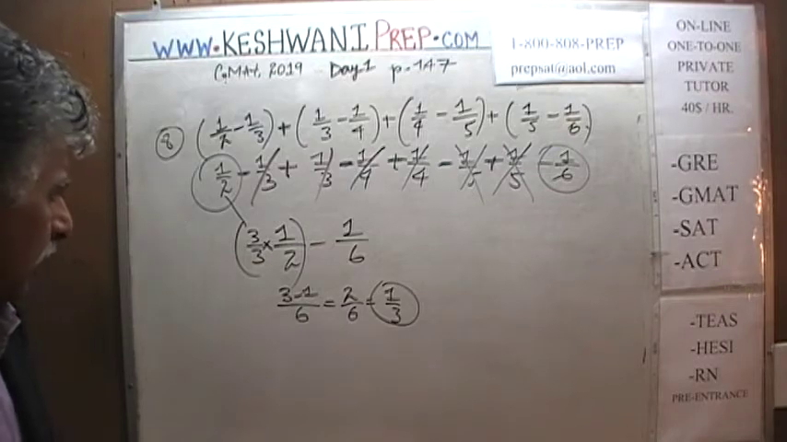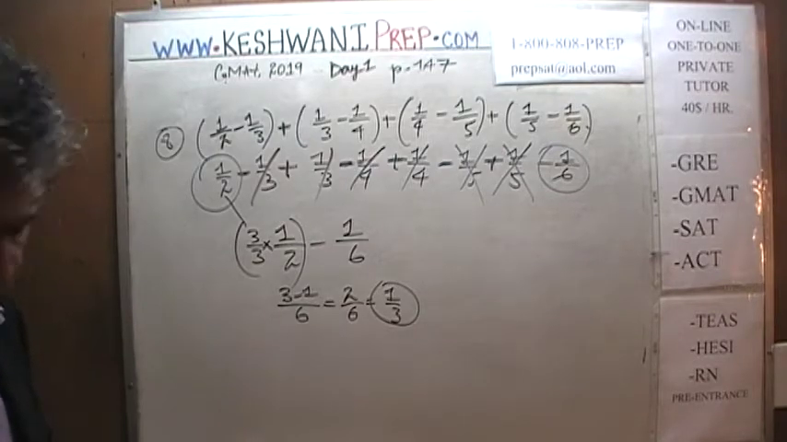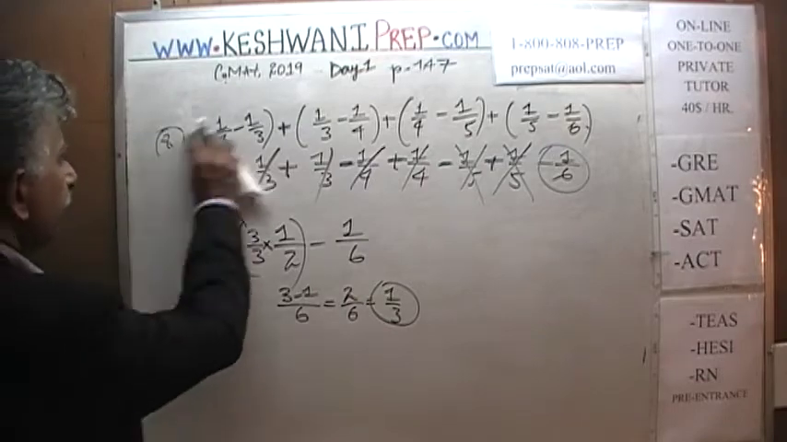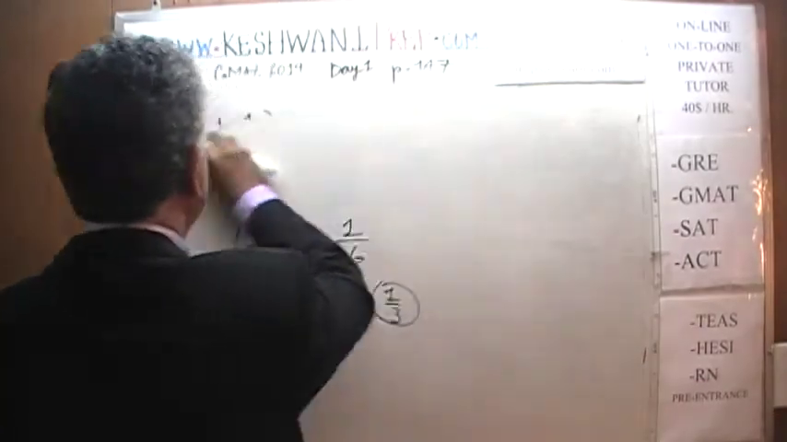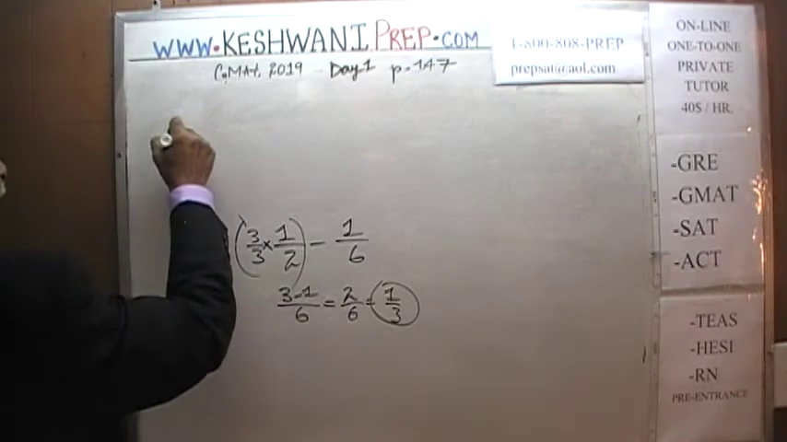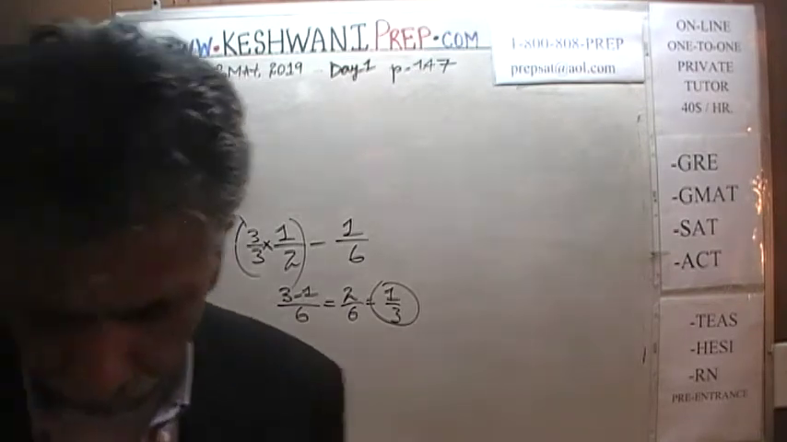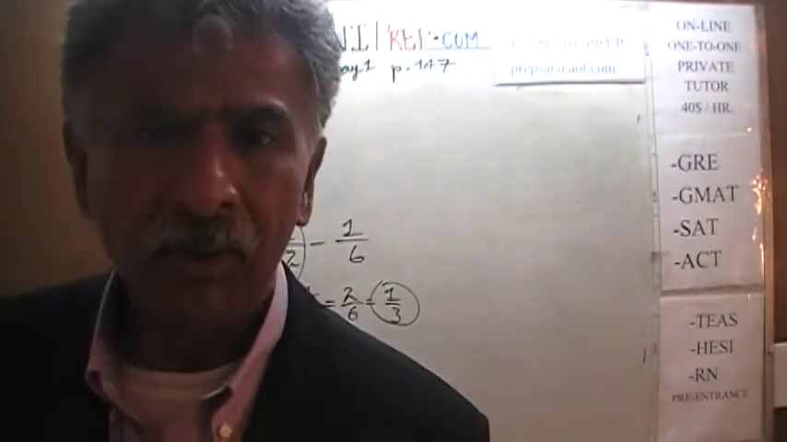And I hope. Well, let's not go there. Okay. Let's go to number 9. When something is too simple, you don't want to get into too much explanation.